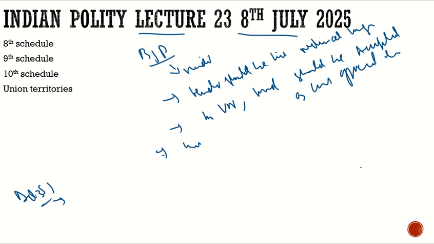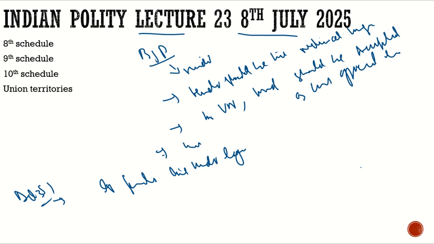They get this power from Article 351, which says that it is the duty of the state, of the center, to promote the Hindi language. So it is the duty of the state to promote the Hindi language, and it can promote it in different ways.